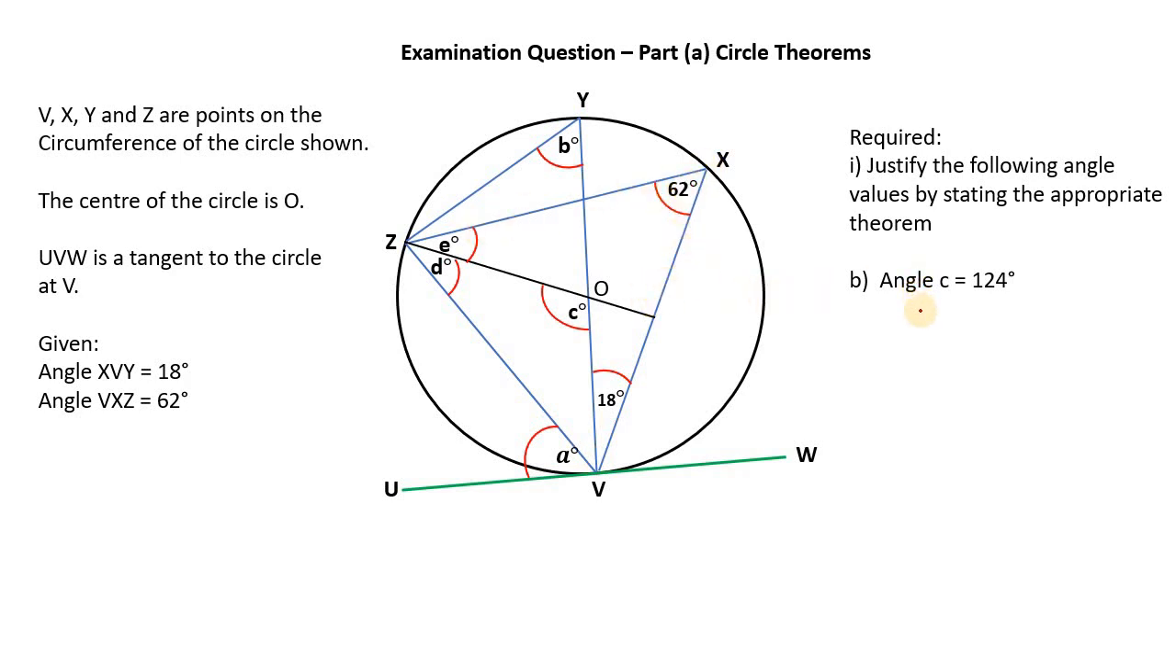Now all I want us to do here for the first part, let me just go back to this. The first part is angle B, which is 62 degrees. Why is angle B 62 degrees? They gave us the answer for this one. This angle is 62 degrees, just as this one is, right?